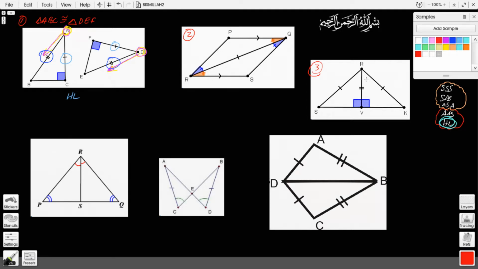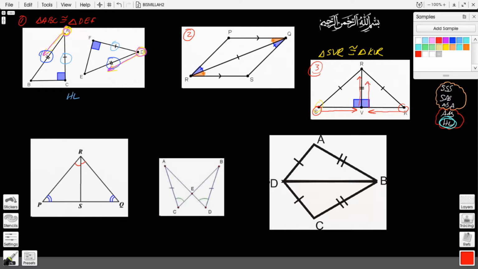So now we have two right triangles, right? And then here we can also prove that triangle, let's start with S, triangle SVR is congruent to triangle KVR. We have to be careful again about the sequence of the vertices of the triangle. So we start from this end and we're going towards the right angle, and then we end this way.